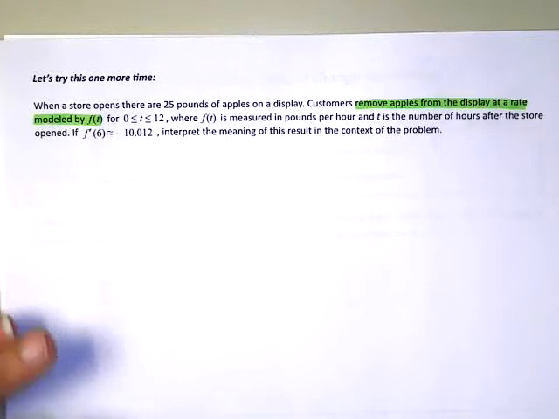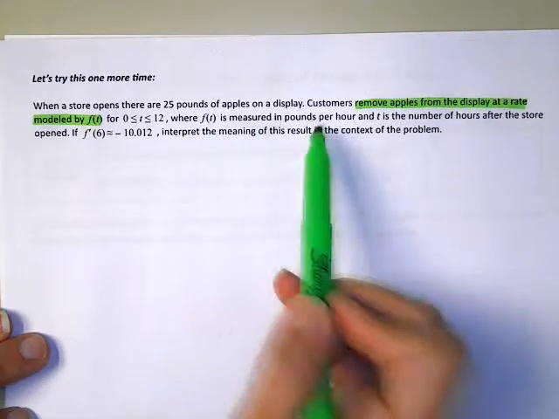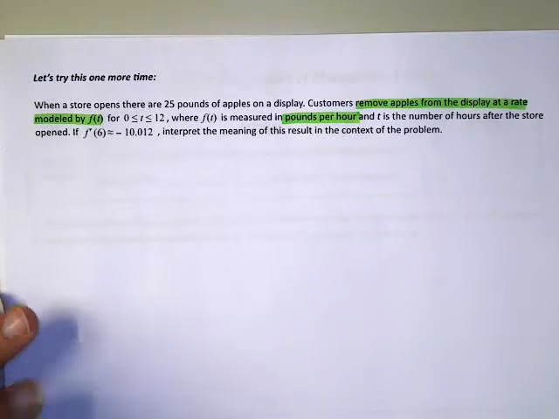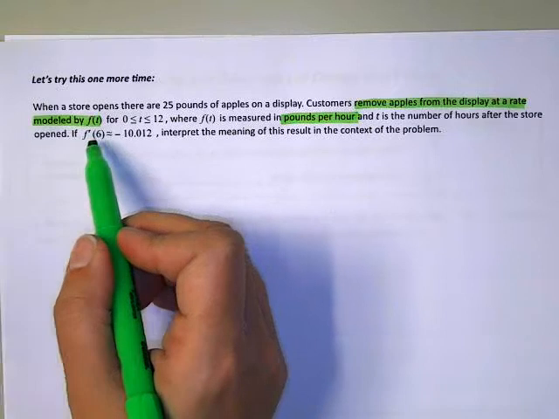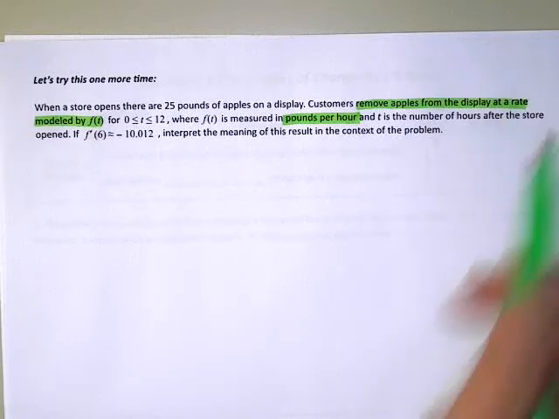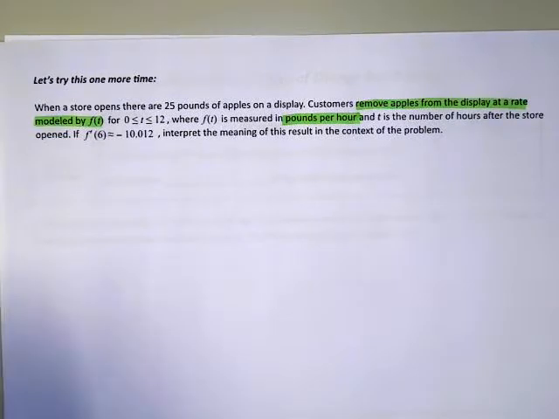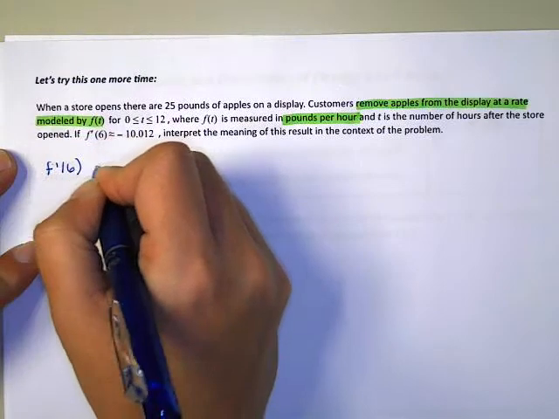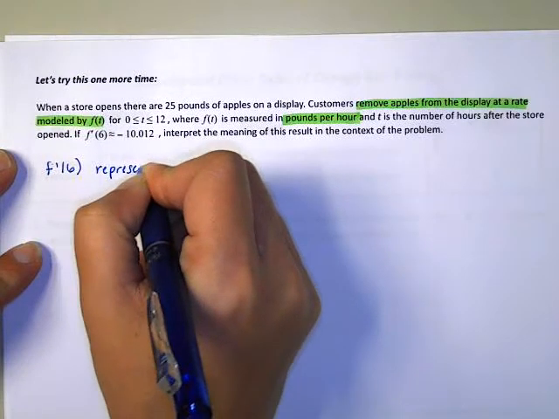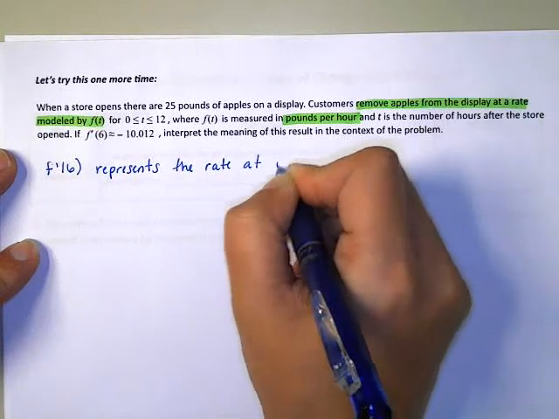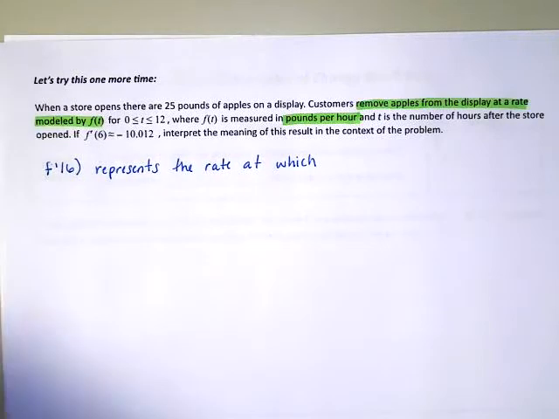When we take the derivative of that, where f of t is measured in pounds per hour, so the units here are already pounds per hour, and if we take the derivative of that, we are finding the rate of what is already a rate. So when we interpret the meaning here, we have to be really careful about our wording of the question. We're going to start the same way. What did we find? We found f prime of 6. And what does f prime of 6 represent? It represents the rate at which, and then here's where we need to be really careful.